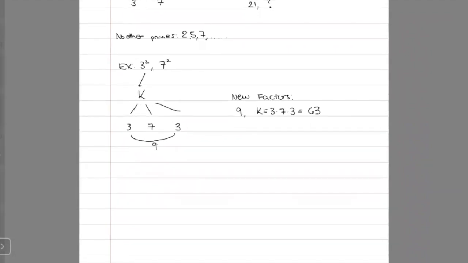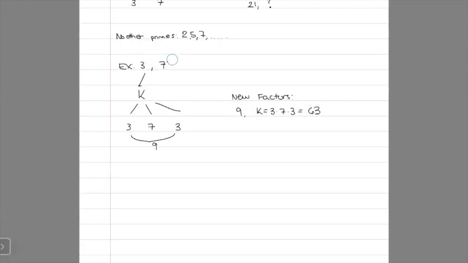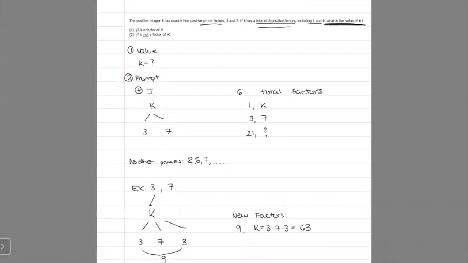So it has to be either a 3 or it has to be a 7. So in total, you have a 3 squared and 7 squared. But individually, it has to be just a 3 or a 7. So now that we know what we're looking for, we know that essentially they have to tell us that there's another 3 in there or another 7.